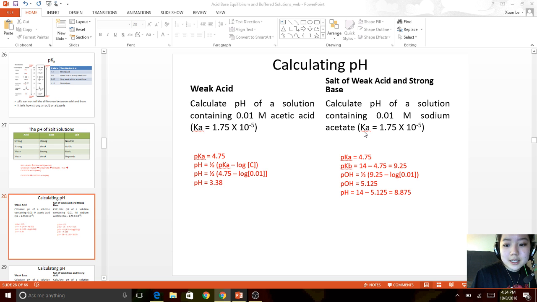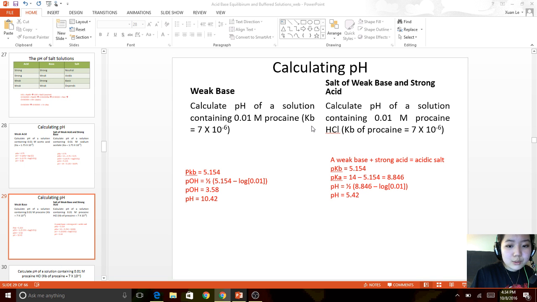So we're going to take the Ka value and then we're going to convert that into pKa, which is just negative log of this number right here, giving us 4.75 again. And then we're going to get the pKb value, which is just subtracting 4.75 from 14, which gives us 9.25. And then plugging in all those numbers, we're going to get the pOH is equal to 5.125. And then to get the pH value, we just subtract 5.125 from 14, giving us 8.875.